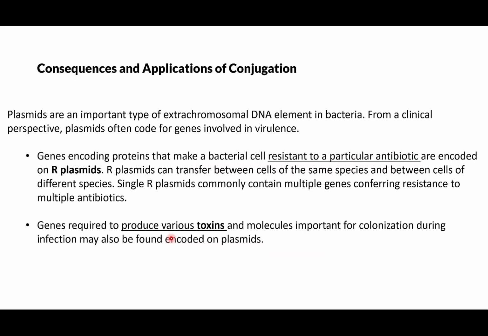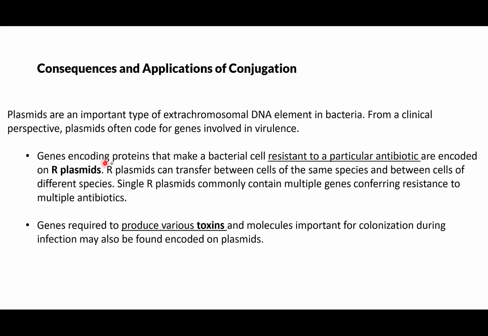Now, there are two major types of plasmids that are often associated with conjugation. They are these R plasmids that encode for antibiotic resistance, and there are the toxin plasmids. These plasmids have genes that allow for certain toxins to be made.